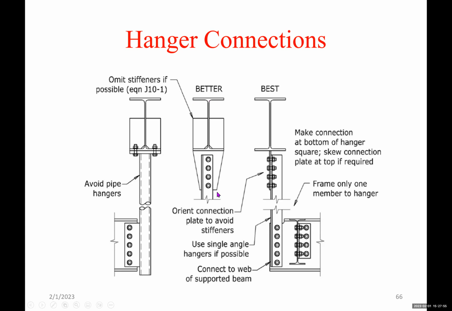Now, a better solution would be using an angle connector. Here we use a plate like a gusset plate, connected over the entire flange with stiffeners to the top, and the load will be transferred like this. So this is better than that. But the best solution is basically just to have a plate along the web, and then have an angle coming down to transfer the load to the beam. The connections here are much simpler, and also there are no stiffeners in the beam above.